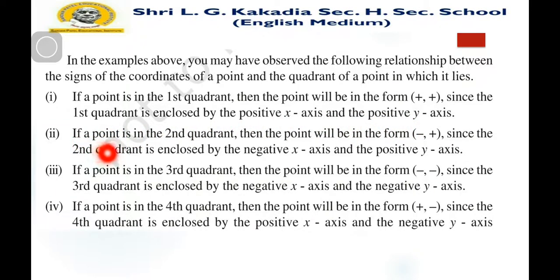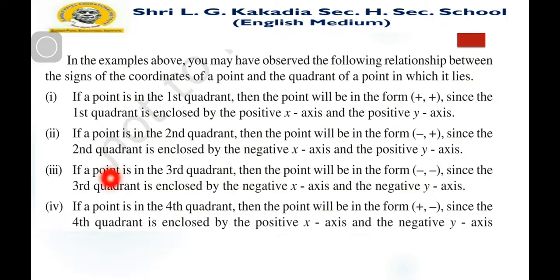If the point is in the second quadrant, then the point will be in the form minus, plus, because we know that in the second quadrant there is the negative x axis and positive y axis. So the x coordinate will be negative and the y coordinate will be positive, since the second quadrant is enclosed by the negative x axis and positive y axis.